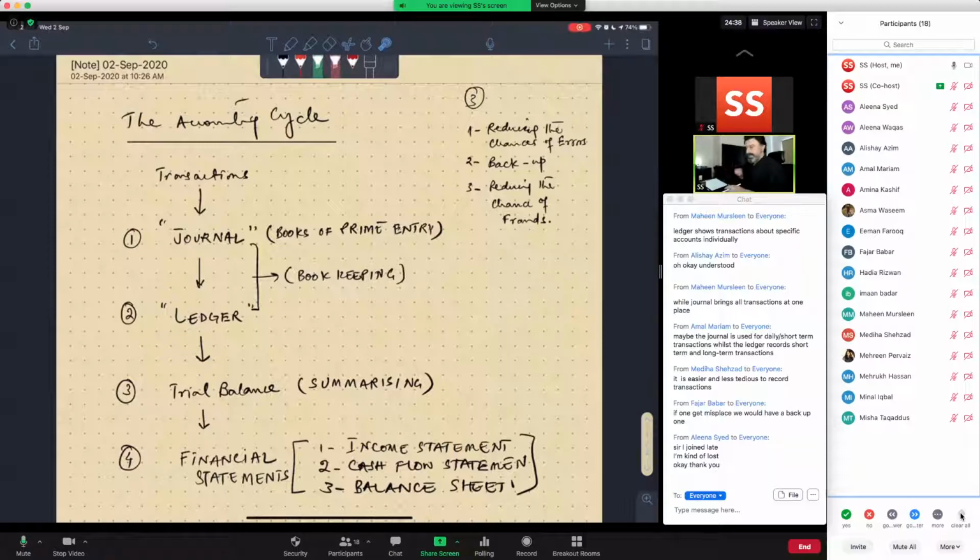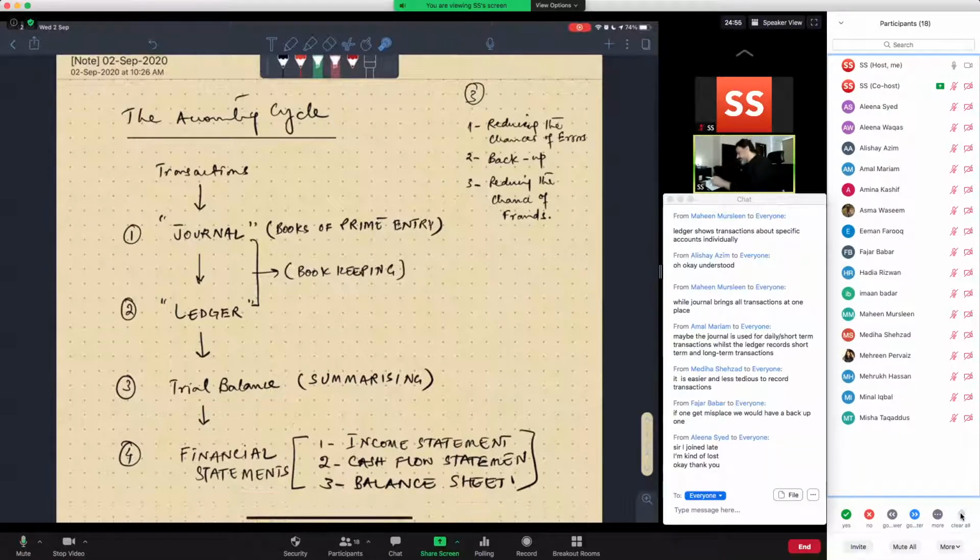So today we will do the journal and some part of the ledger. But when our next class comes, we'll continue with the ledger, and then we will learn how to convert the ledger into a trial balance. And then later on in chapter number 5, we will see how we convert a trial balance into a set of financial statements. Okay, so let's start with the journal.